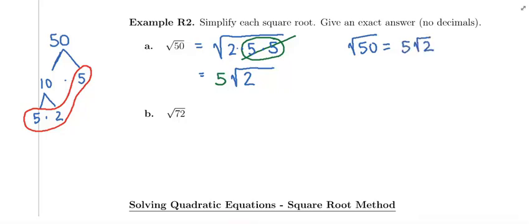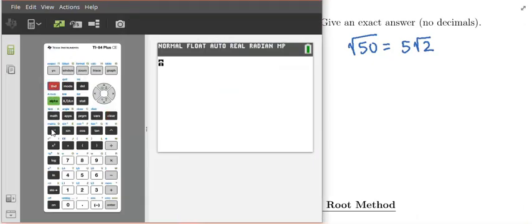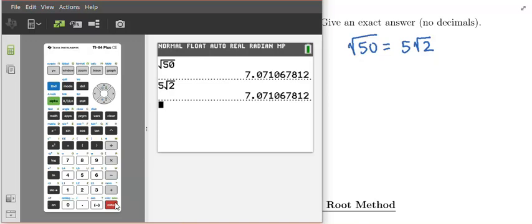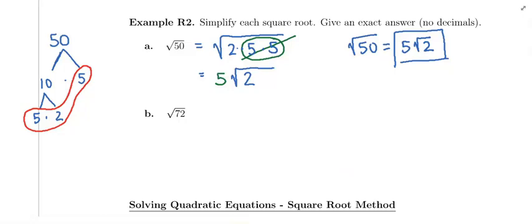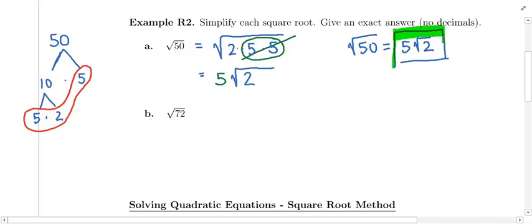You can actually go to a calculator to see this. If you go to your calculator and you type in the square root of 50, you get 7.07 dot dot dot. And then if you type in 5 square root of 2, you get the same exact decimal expansion. So they are the same number, even though they look different. Mathematically speaking, 5 times the square root of 2 is considered simplified, whereas the square root of 50 is not simplified. So this is going to be the final answer here.